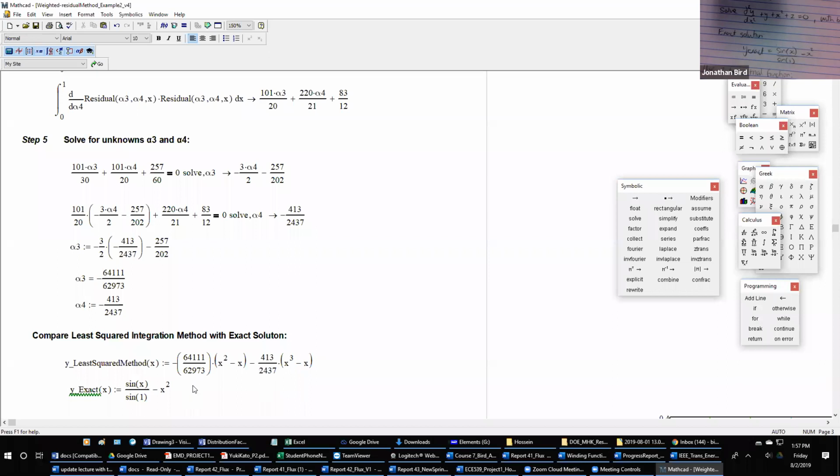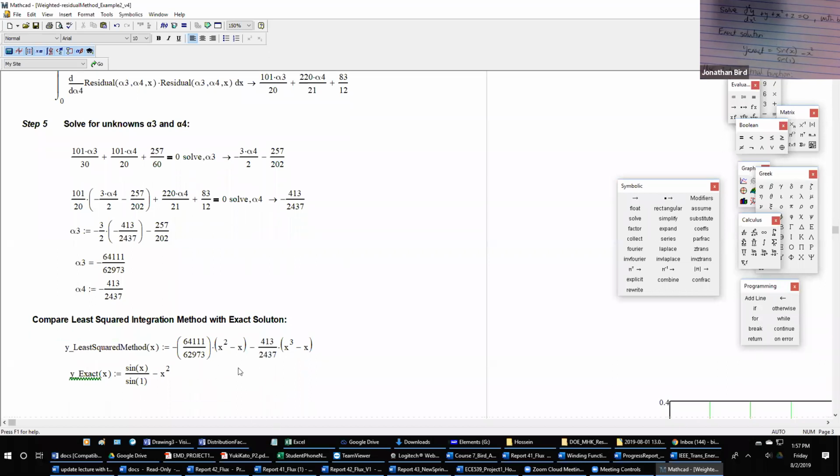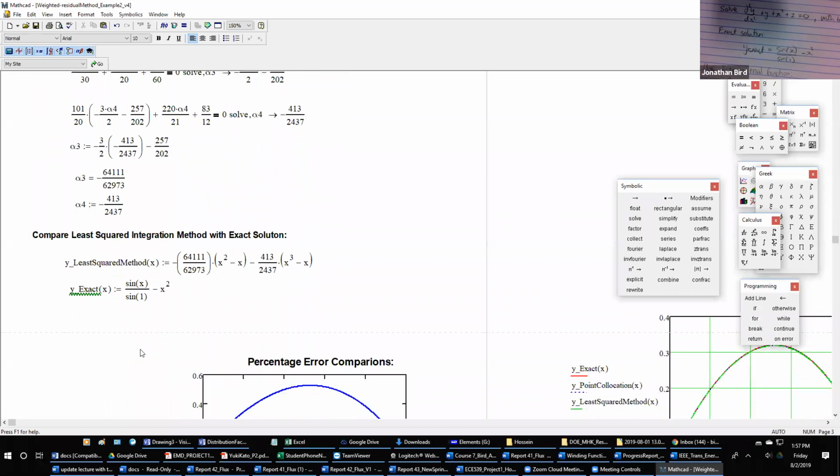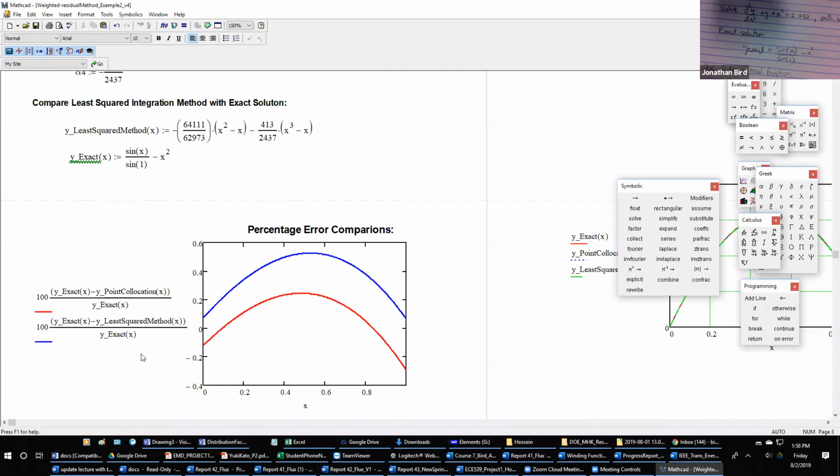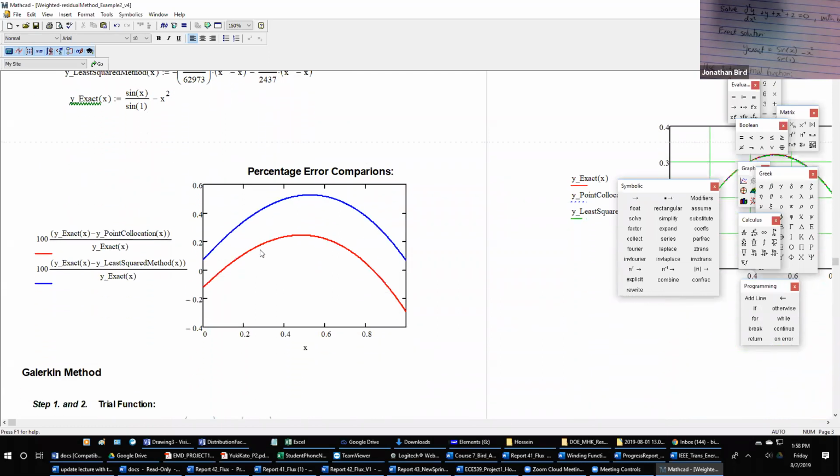So you can see the coefficients are different, and this is the exact solution. And then we compare, and you can see least squared is better than the point collocation. There's still error, but the least squared is closer.